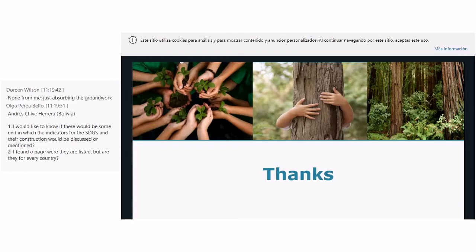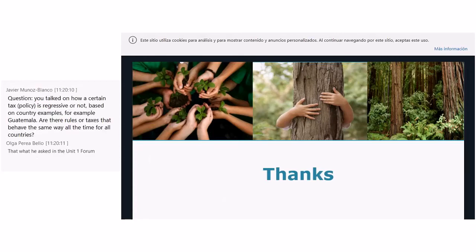Well, there's a question here. Thank you. This is Andres Chiverrera. I would like to know if there will be some unit in which the indicators for the SDGs under construction will be discussed or mentioned. I found a page where they are listed for every country.